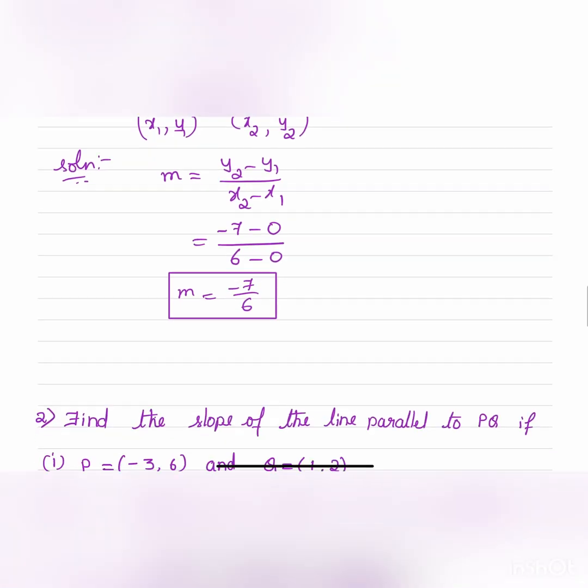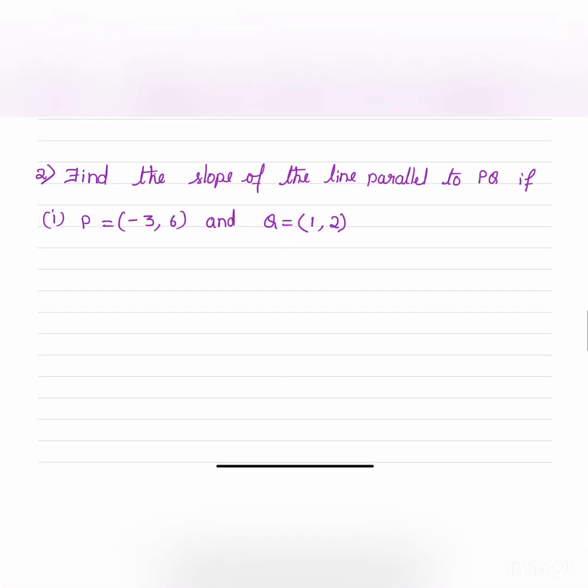So they have asked us to find slope and we have got it. It's simple. And then we will go for the second one. Second one is: find the slope of the line parallel to PQ if P is (minus 3, 6) and Q is (1, 2). So if they are parallel, then we have to find the slope of the line which is parallel to PQ. We know that if the lines are parallel, then the slopes are equal. So if you find the slope of these 2 points P and Q, then it's the same for the line which is parallel to it.